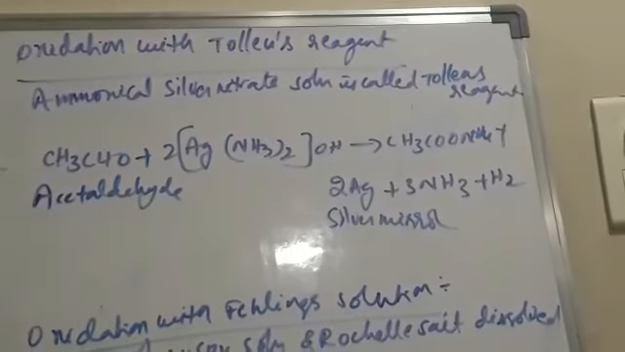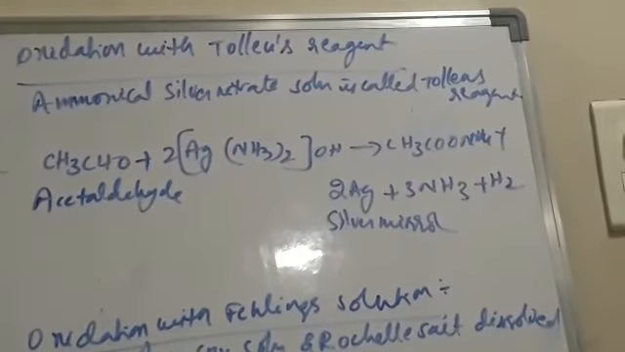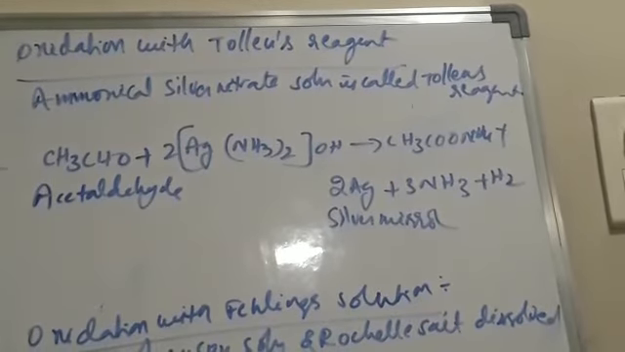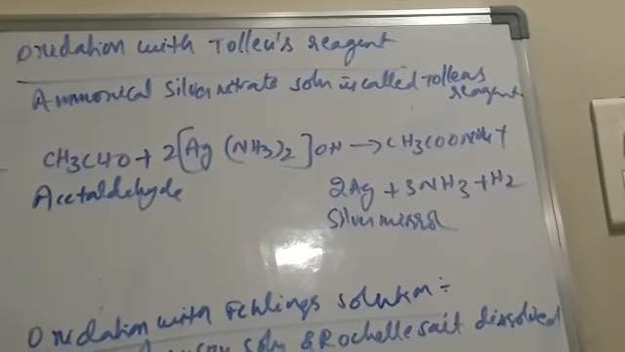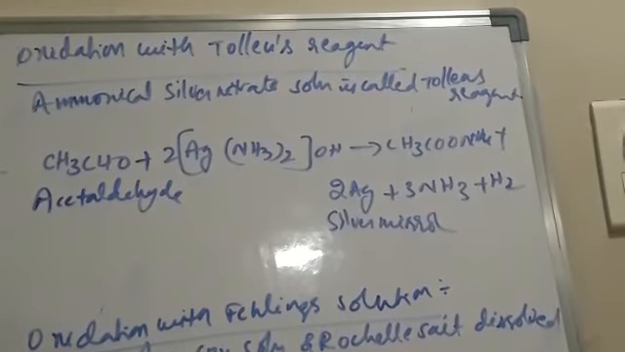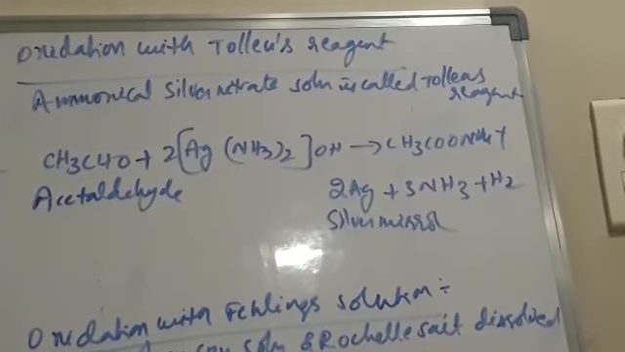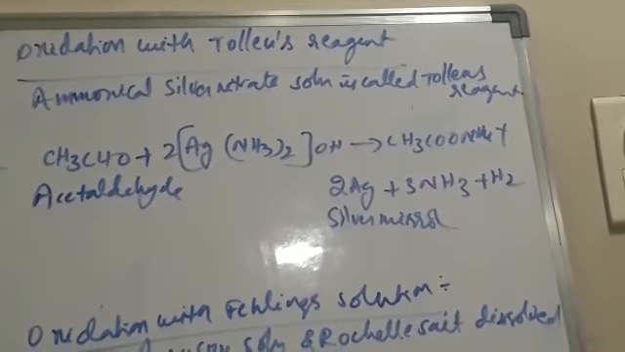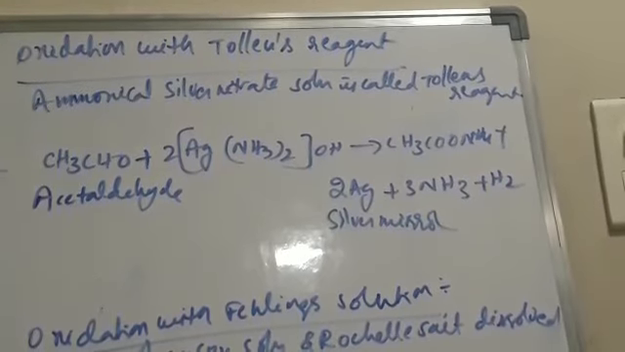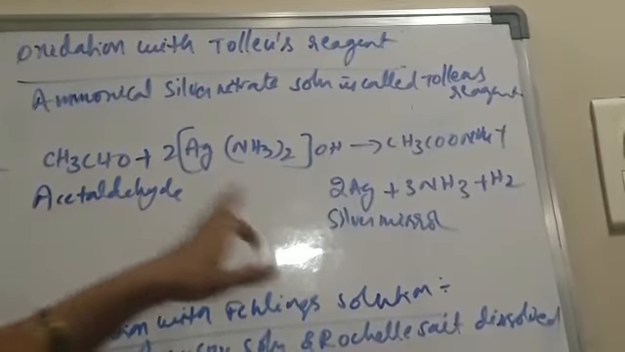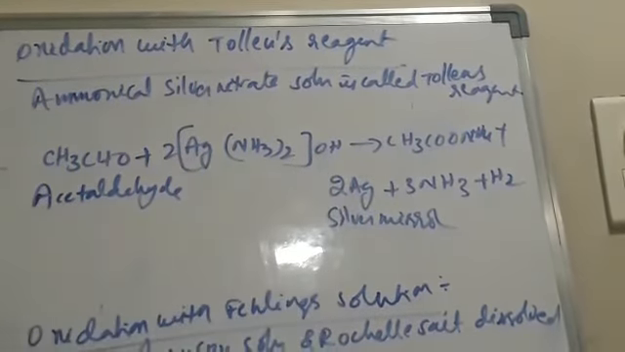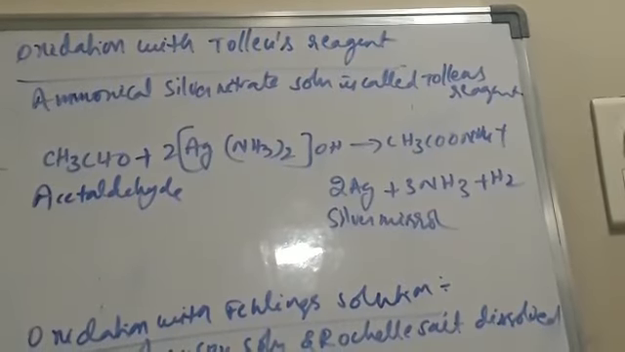If you add Tollens reagent to this, we'll get formation of a silver mirror on the walls of the test tube on heating. Okay. After the addition of Tollens reagent, we have to heat the solution and we will observe formation of a silver mirror inside the walls of the test tube. Okay. So only aldehydes respond to this test and ketones do not respond to this test. So acetaldehyde gives a silver mirror with the Tollens reagent. Acetone does not respond to Tollens reagent.